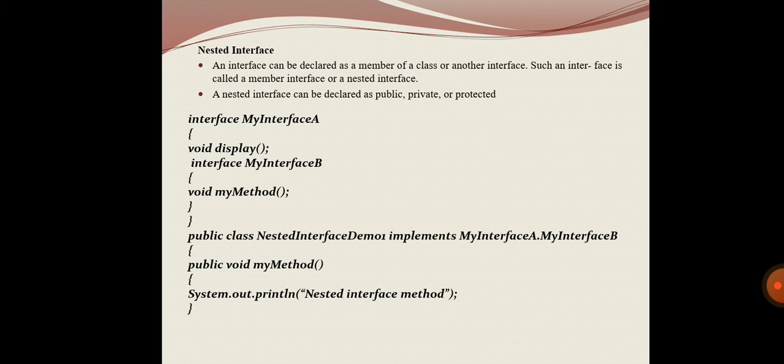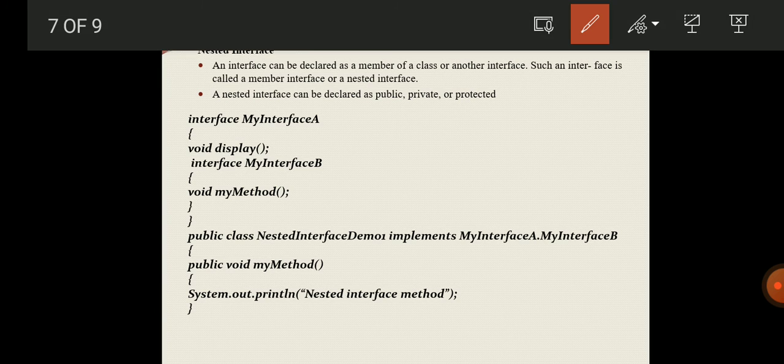Next is the nested interface. A nested interface means an interface in which another interface is available. An interface can be declared as a member of a class or another interface, and it can be declared as public, private or protected. The example code for this is interface MyInterfaceA, which has a display() method, and inside MyInterfaceA we have another interface B, in which we have the method myMethod(), and this myMethod() is defined.